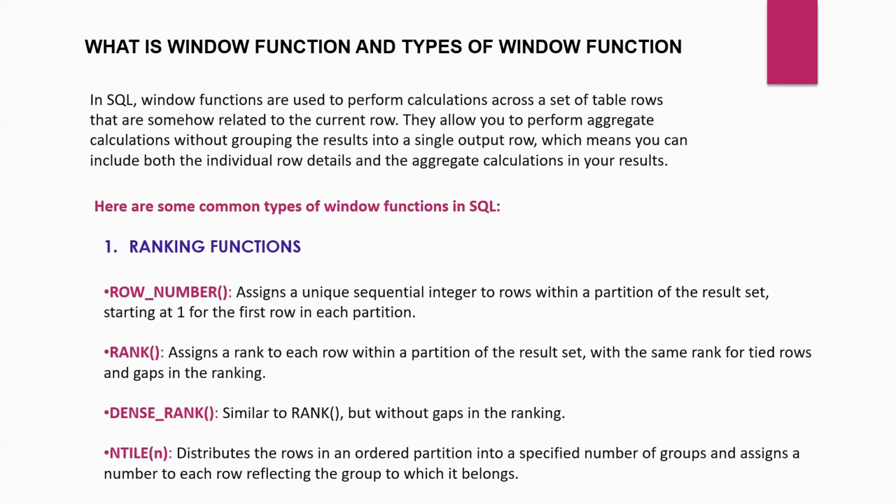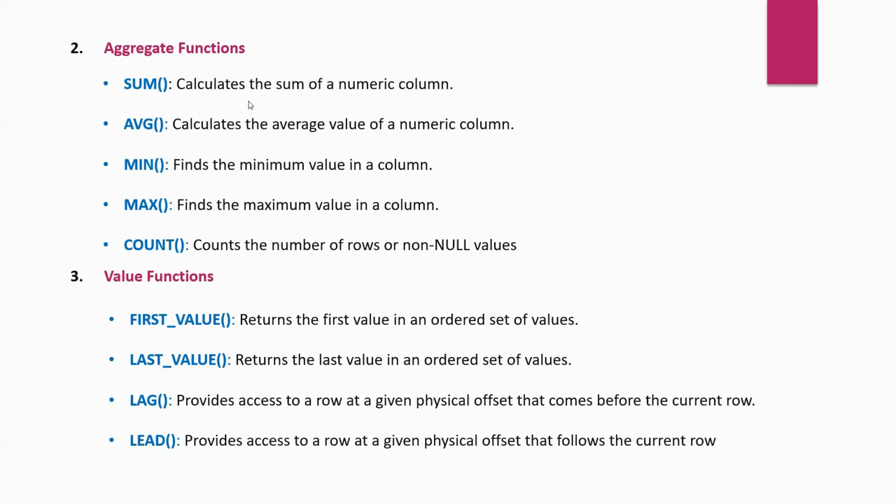Then ntile distributes the rows in an ordered partition into a specified number of groups and assigns a number to each row reflecting the group to which it belongs. Then the aggregate function sum calculates the sum of numeric values. These are the things you already know. Count counts the number of rows with non-null values. First value returns the first value in an ordered set of values. Last value returns the last value in an ordered set of values.